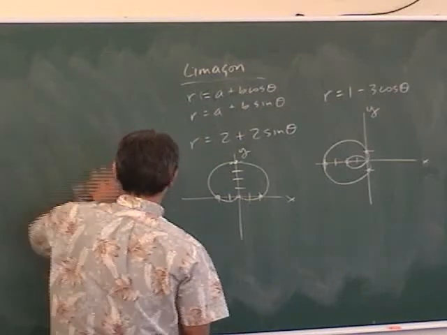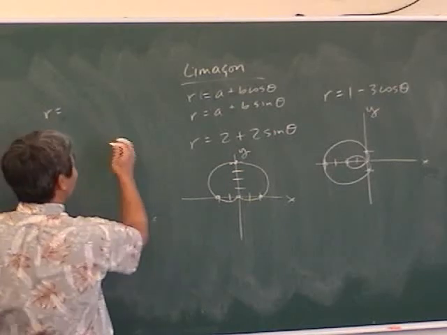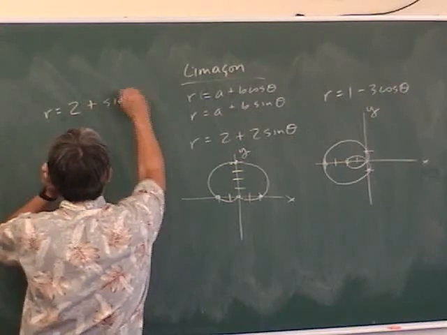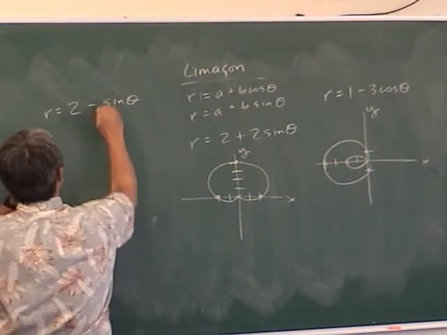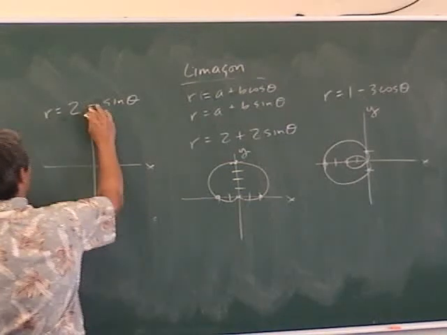And then finally, the third type of limaçon is what happens when the absolute value of the first number is greater than the absolute value of the second number, like this. Yeah, what the heck, let's put a minus there. Okay, graph this on your calculator. What does it look like?